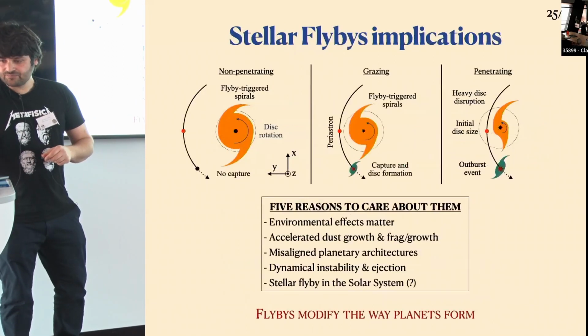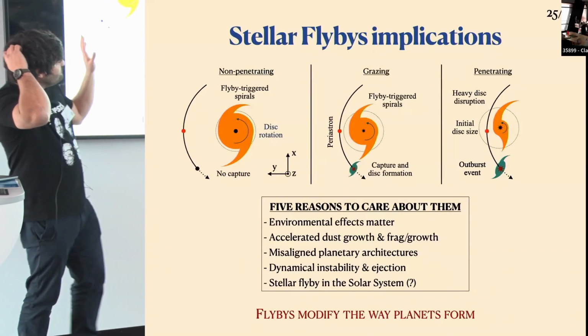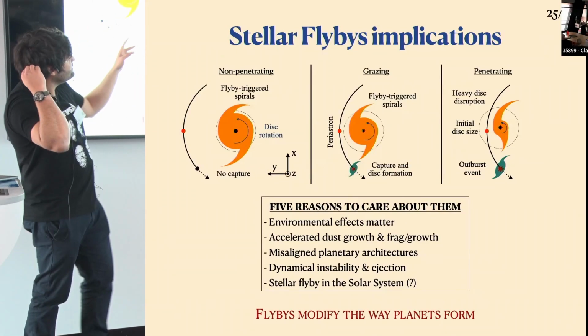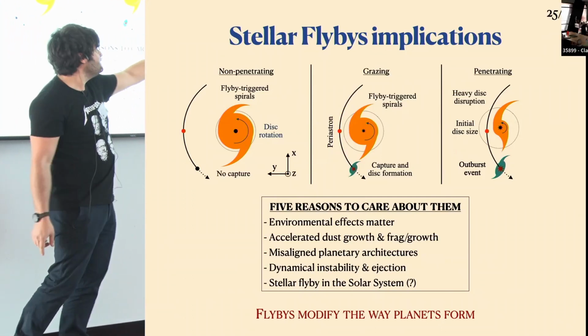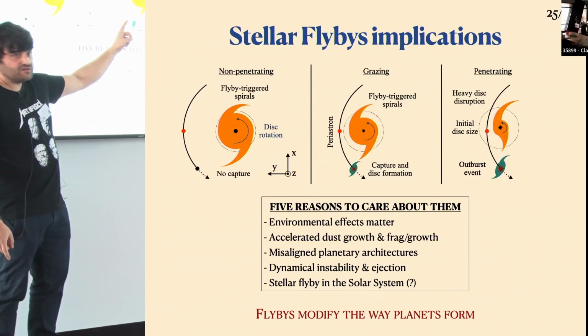And when it comes to flybys, there are basically 3 categories. We have non-penetrating, grazing encounters, and penetrating. These ones are the ones that were discussed by Eli before. This is the one, UX Tauri, the one I just showed.